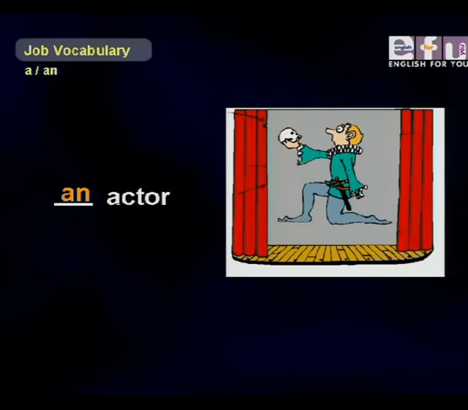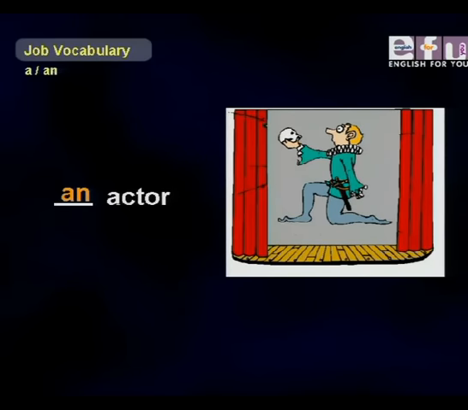Veterinarian: takes care of animals. All right, Lisa? A veterinarian takes care of animals. Yes, a veterinarian takes care of animals. Okay, this one's pretty easy.